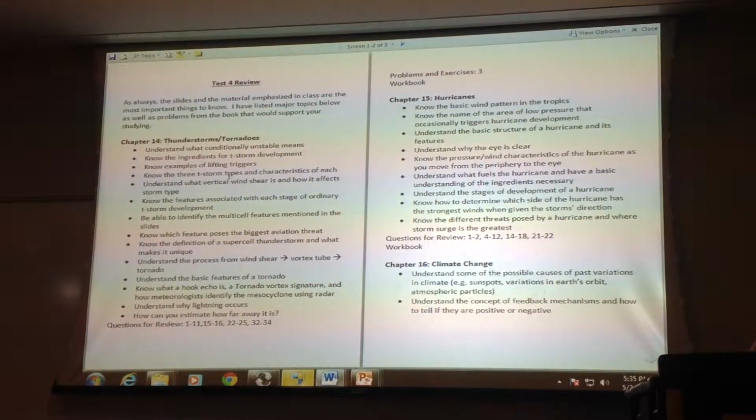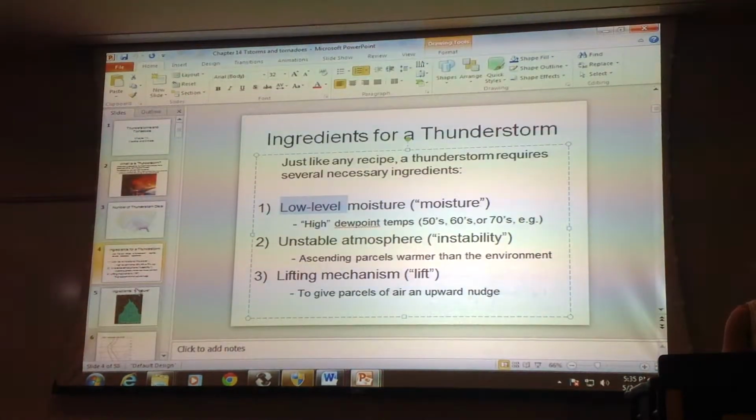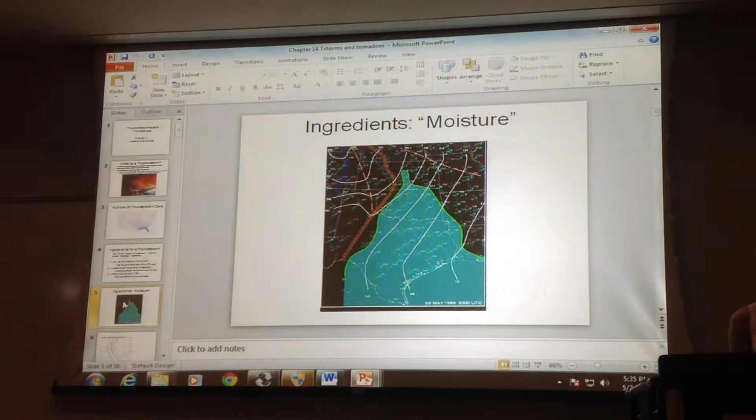Okay. Now examples of lifting triggers. What are the different things that can cause that parcel of air to be forced upward? So y'all name some of them. What are some of the causes? Orographic features.